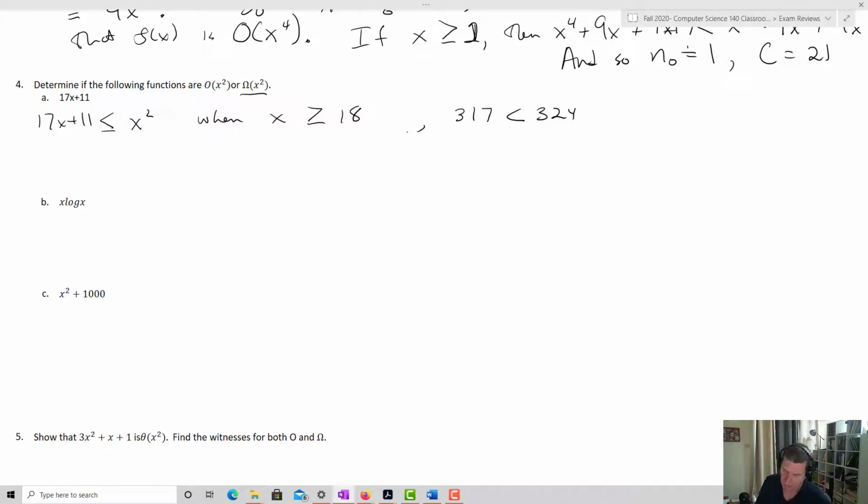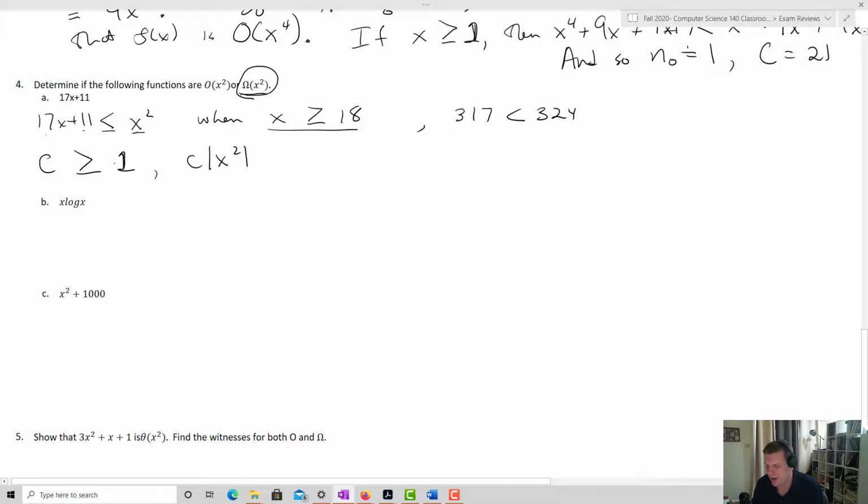Okay? Now, what about the omega of x squared? Because that's a little bit trickier. Well, if you think about it, we just showed that 17x plus 11 is in fact less than x squared when x is greater than or equal to 18. Well, c has to be greater than or equal to 1. That witness that we need for c of x squared, that value that we need to put in front, has to be greater than or equal to 1. So the problem is that there exists a value for x such that when we're past that value, 17x plus 11 is always less than or equal to x squared.